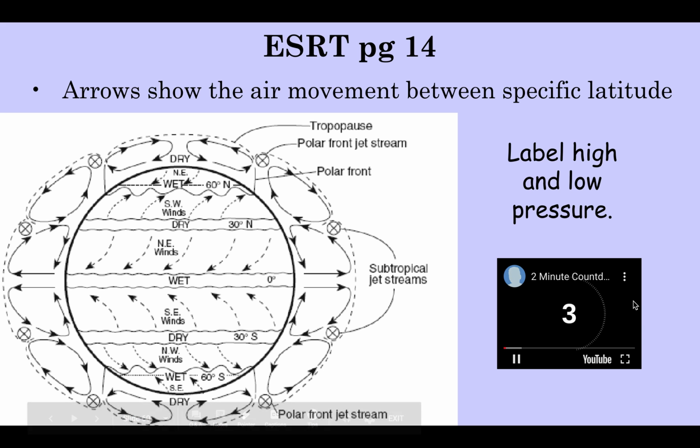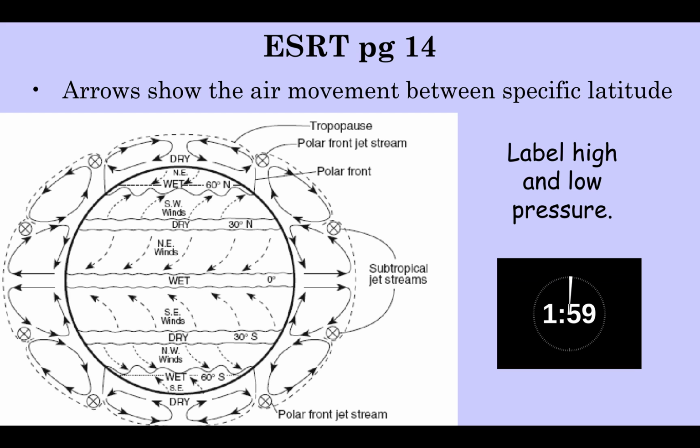All right, global winds we can see on page 14 of our Earth Science reference table. So go ahead, flip to page 14 of your reference table. And if we look at this diagram, we can see that arrows show the air movement between specific latitudes. So those arrows represent winds that are traveling long distances across the Earth.